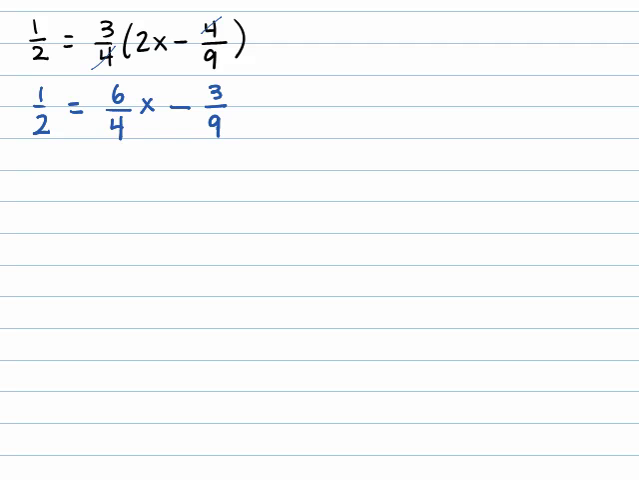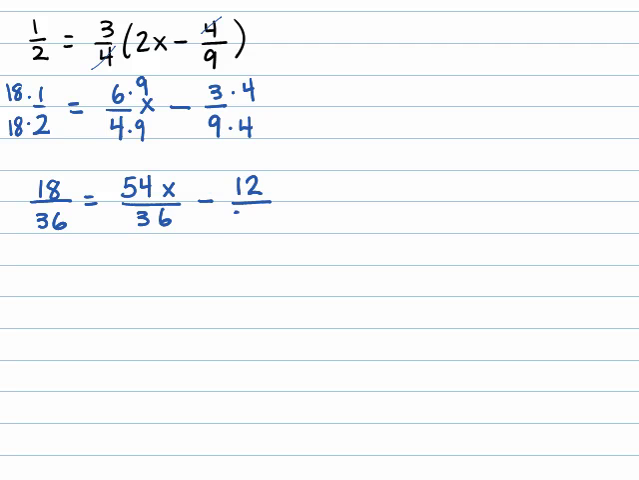Alright, so now I have an equation with fractions and no parentheses, and I can turn them into fractions with common denominator. The common denominator in this case is 36. I will multiply the first fraction by 18 and 18, the second fraction by 9 and by 9, the third fraction by 4 and by 4. My equation is 18 over 36 equals 6 times 9, 54x over 36 minus 3 times 4, 12 over 36.